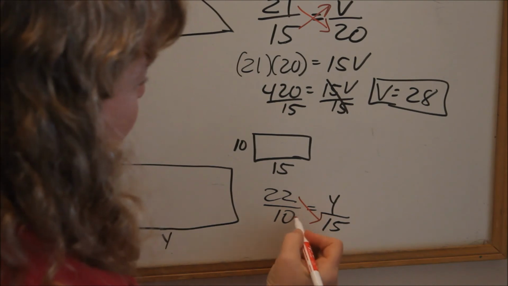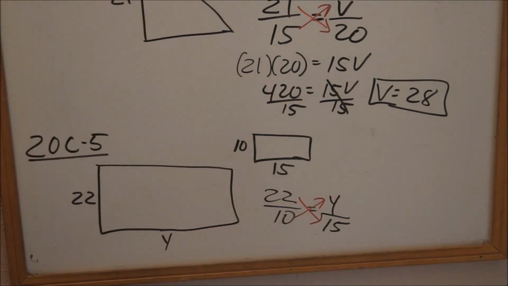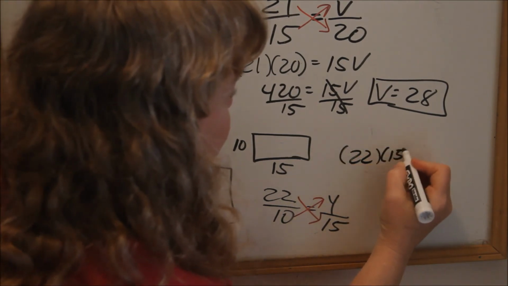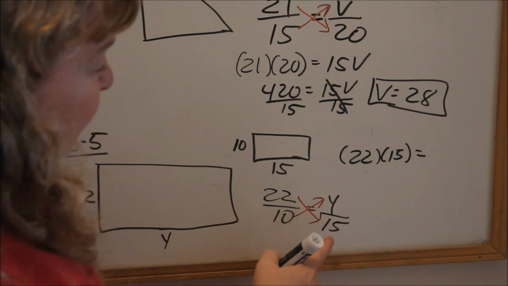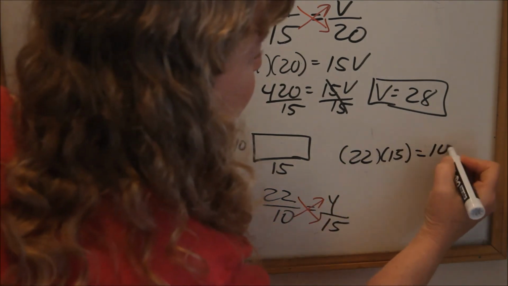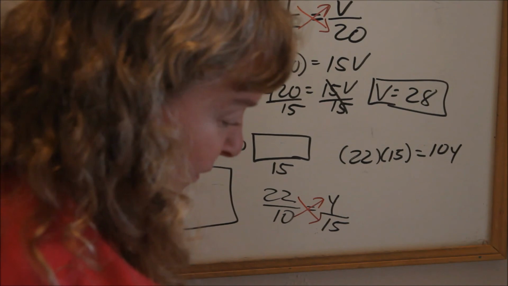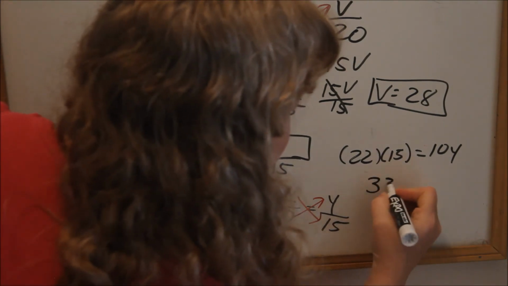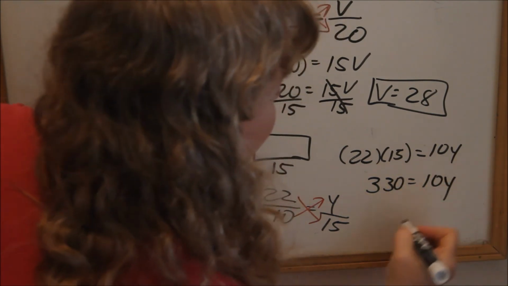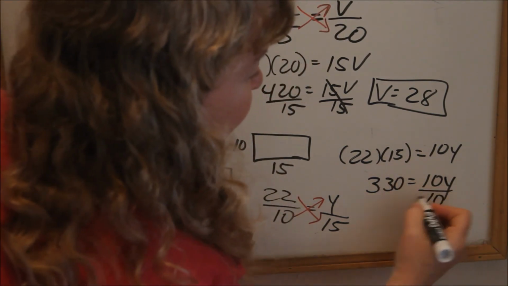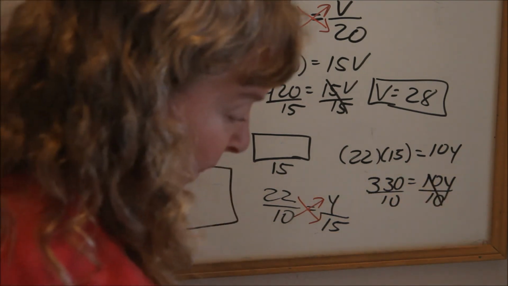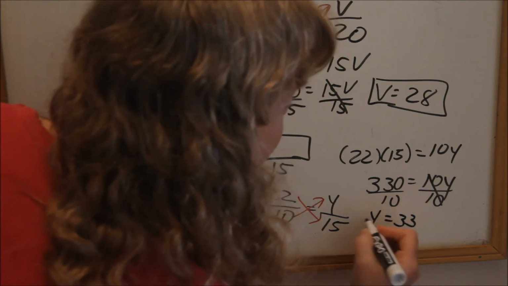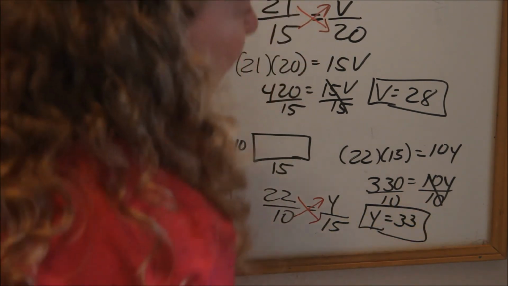So cross multiply. I'm going to scoot over here. So that would be 22 times 15 is equal to 10 times y, or 10y. So 22 times 15 is 330. Then you need to get rid of the 10, so divide it away. And so y would equal 33. All of these came out to whole numbers, but they won't always come out to whole numbers. It's okay to have a decimal answer.